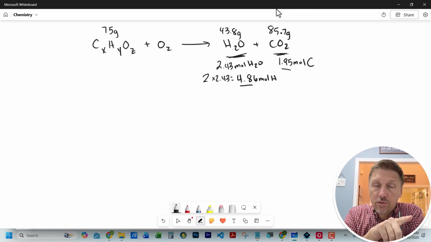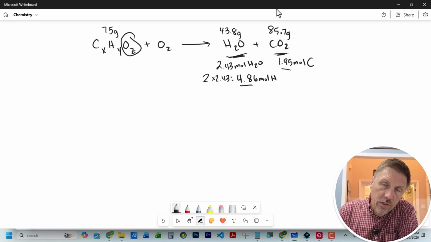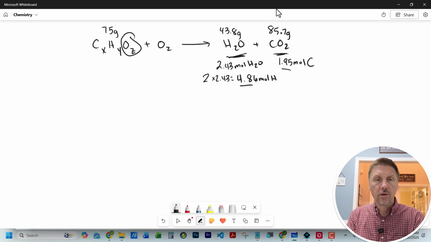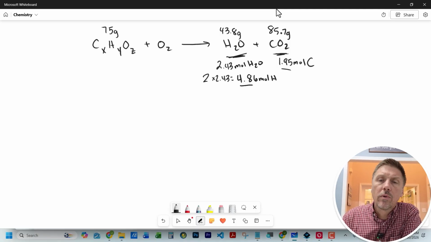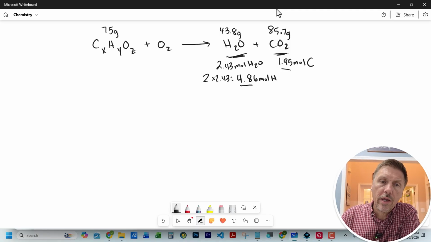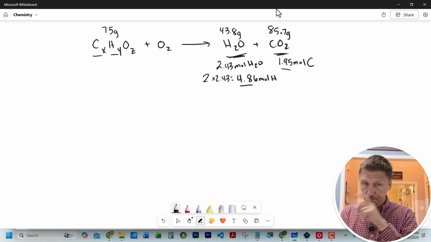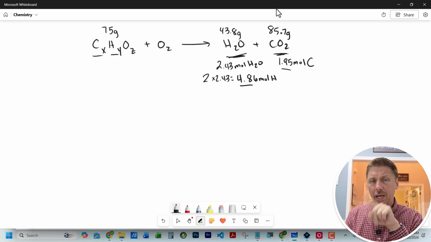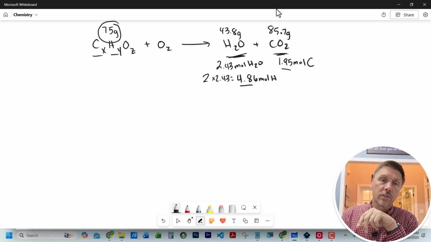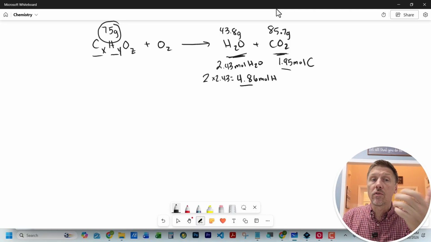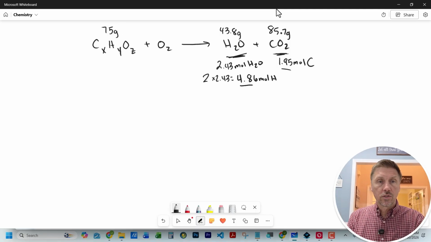So now knowing these two numbers, 4.86 and 1.95, this time we have to do a step we didn't have to do last time. Since we don't know whether there is oxygen in the initial substance we're burning, we have to figure out how many grams of carbon and how many grams of hydrogen are in it. If the grams of carbon plus the grams of hydrogen do not equal 75 grams, then whatever's left over must be the grams of oxygen.